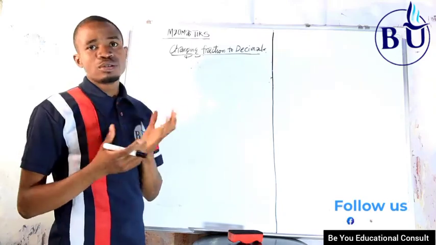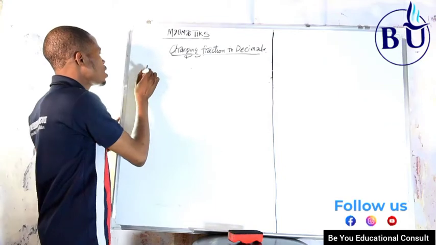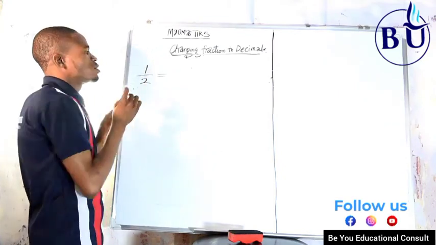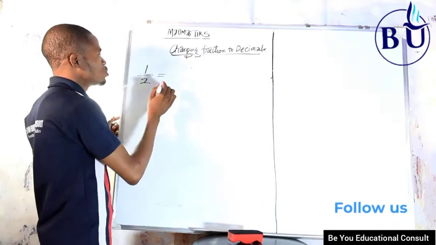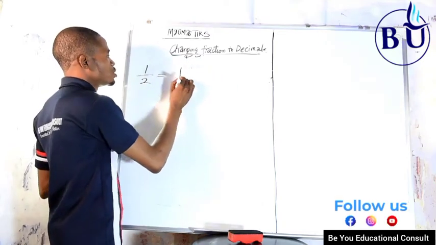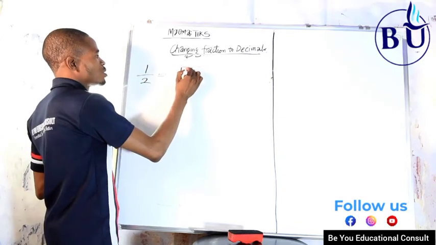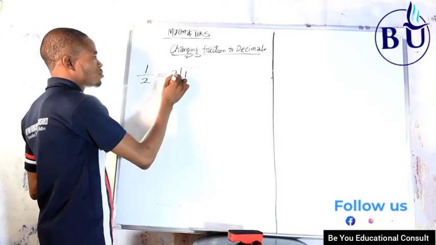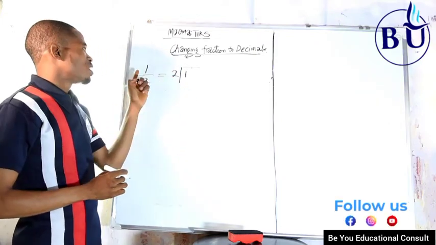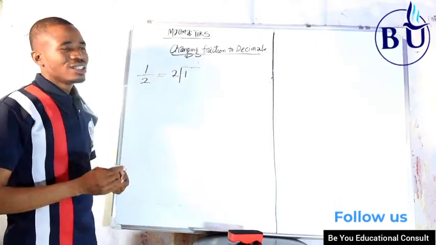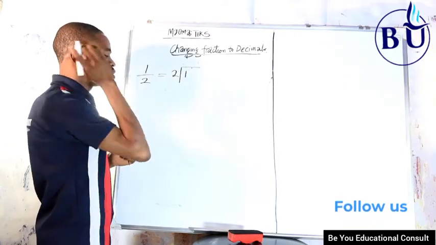Then a fraction is always a part of a whole. So when you change a fraction to a decimal, for example 1/2, the first thing you should do is long division. This simply means 1 divided by 2. The one that is divided will be inside, the one that will divide will be outside. So the denominator should be outside, while the numerator will be inside.